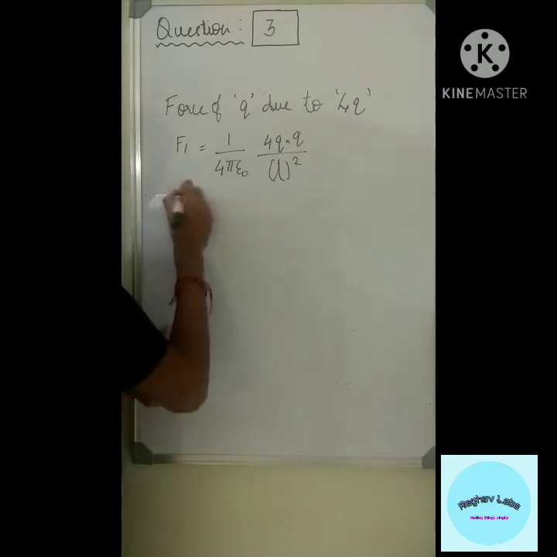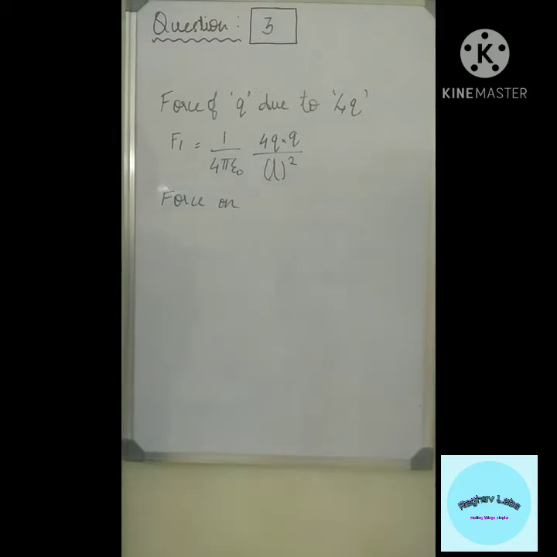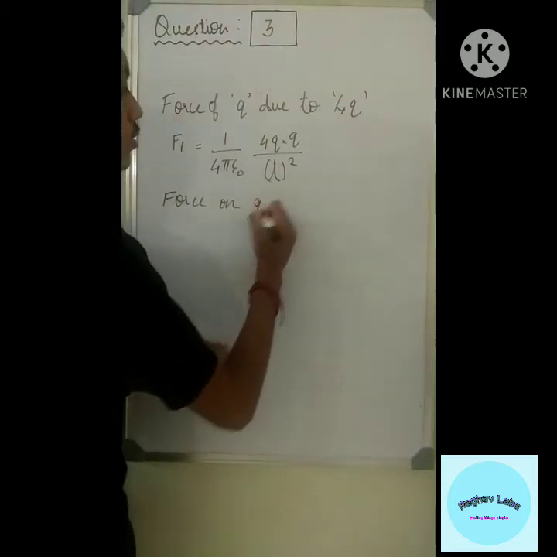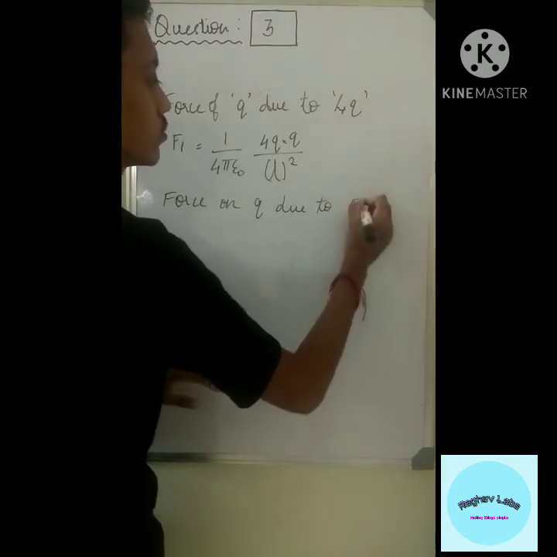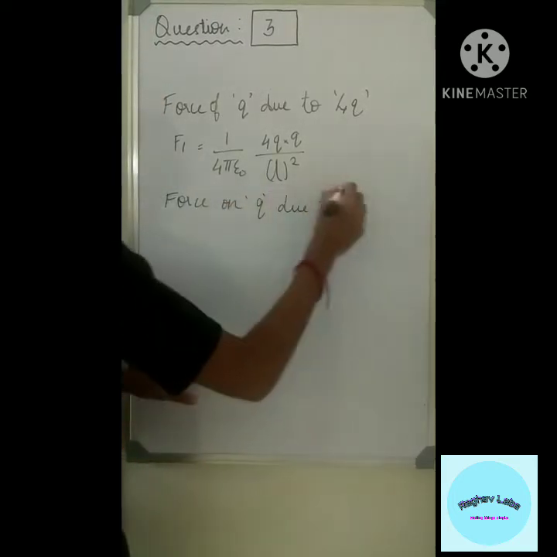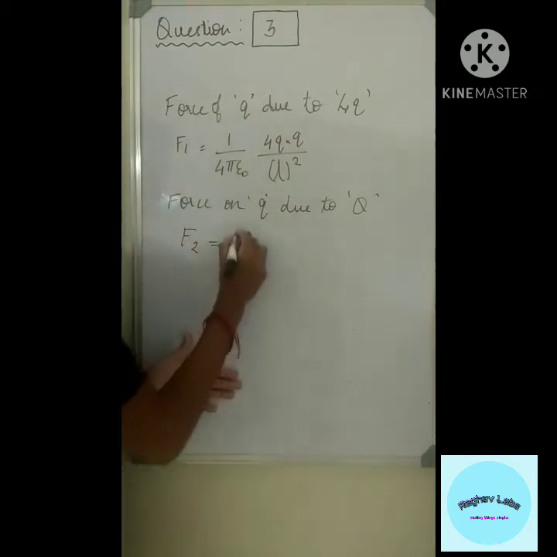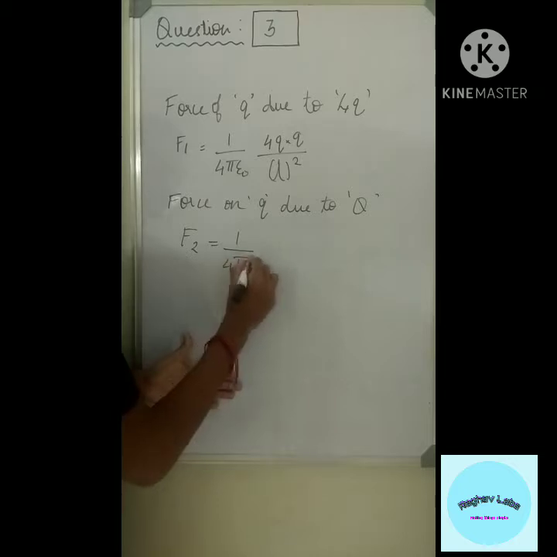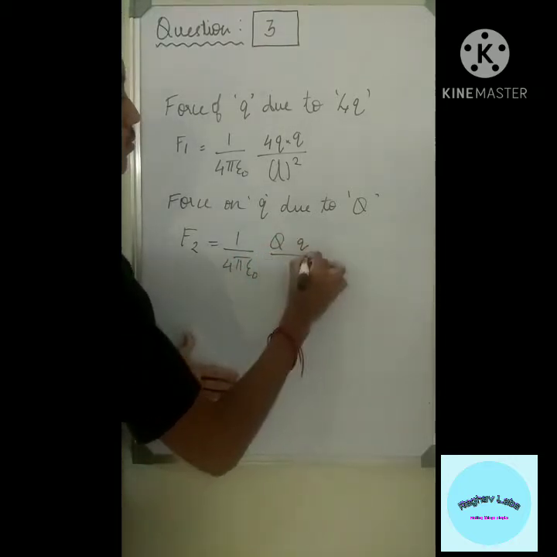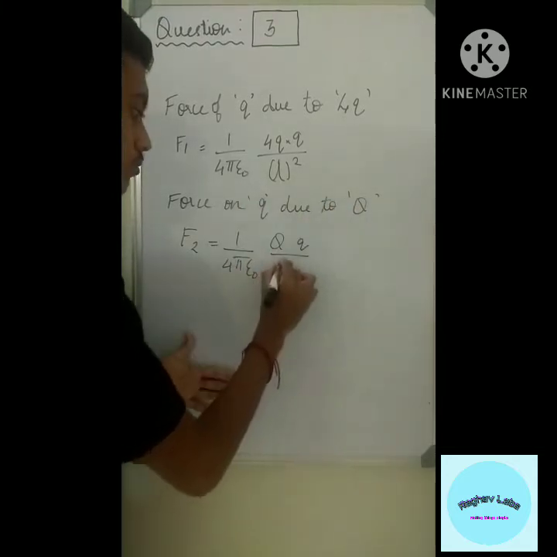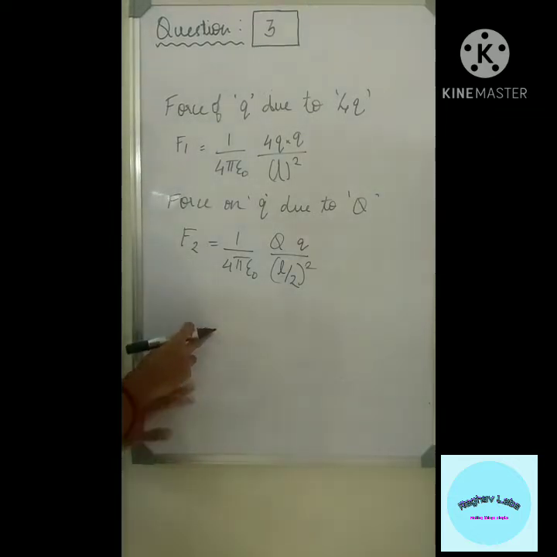So force on the charge Q due to big Q is F2. Let me take F2 is equal to 1 by 4 pi epsilon naught into big Q into Q divided by the square of the distance between them, which is L by 2 the whole square.